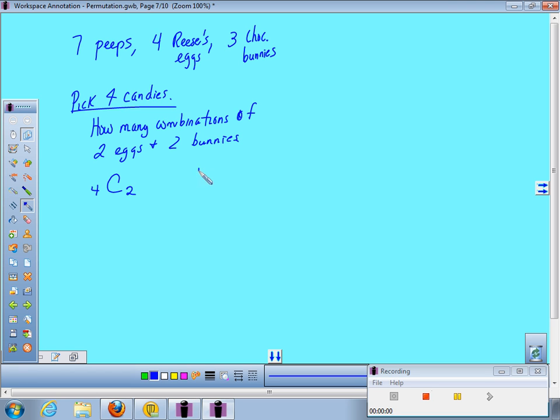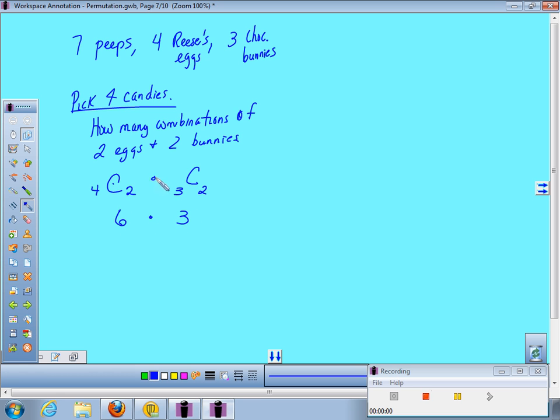And now I got to pick 2 bunnies. That's a separate combination. How many bunnies are there? 3. And you're going to pick 2 of them. And then, since I want to know both together, I'm going to get a number here. This is going to be 6. That's going to be 3.